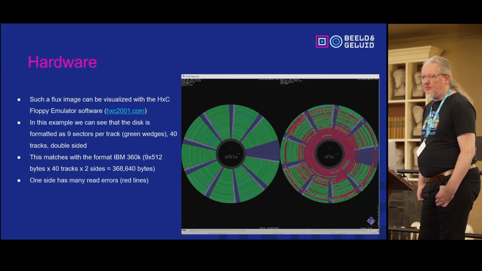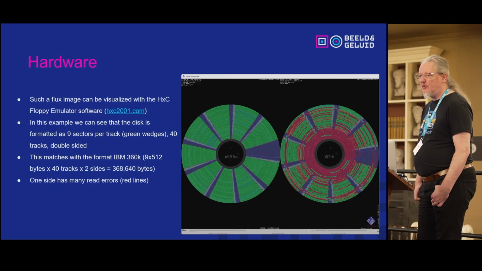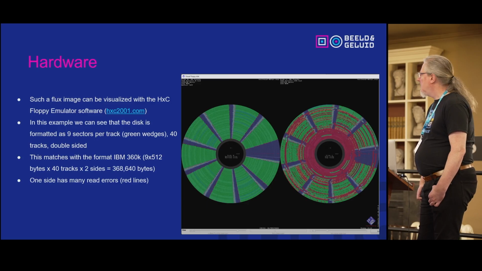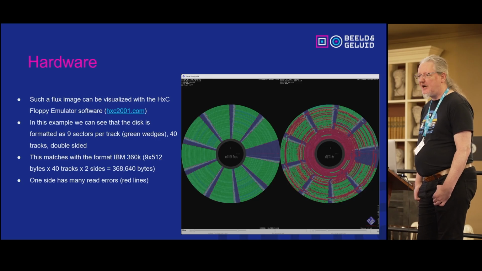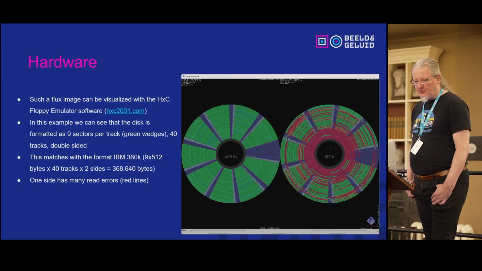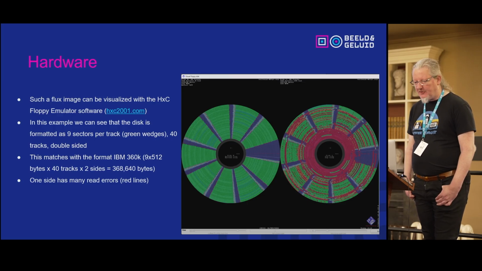And the upper side is badly damaged. So the red stripes are unreadable data. If it's this damaged, then it's beyond repair. You can read part of the data, but it's impossible to reconstruct everything.